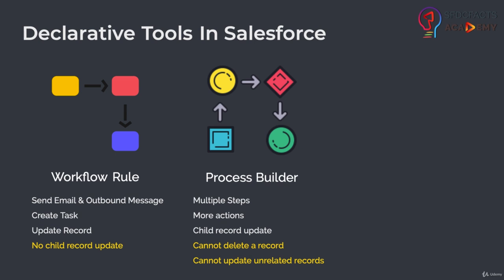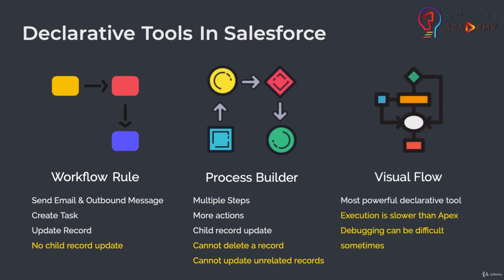The last and the most powerful declarative tool available in Salesforce is the visual flow. A visual flow can do so much more than what a workflow rule or a process builder can do. It can execute your Apex classes, it can execute your lightning components as well. You can design your screens using visual flow. You can almost write all types of logic in visual flow. So it's very similar to how you write your Apex code. You can declare your variables here. You can also declare certain methods that you can call from visual flow.